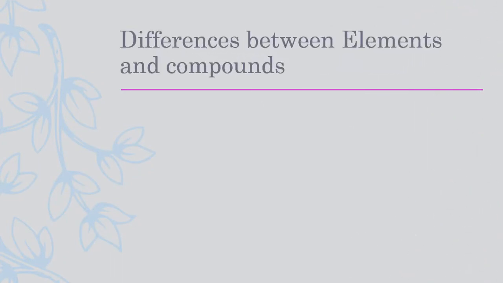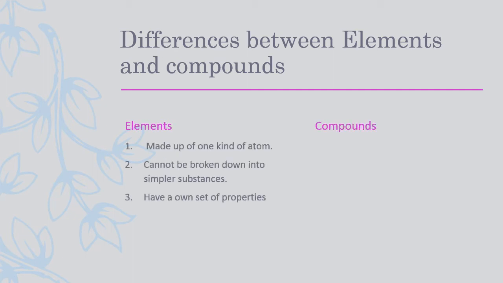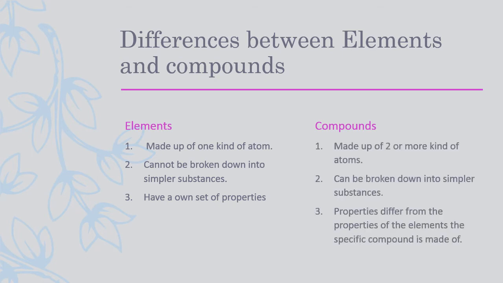Differences between elements and compounds. So basically, elements are made up of one kind of atom, whereas compounds are made up of two or more kinds of atoms. Elements cannot be broken down into simpler substances, whereas compounds can be broken down into simpler substances by various methods. Elements have their own set of properties, whereas a compound's properties differ from the properties of the elements which the specific compound contains.